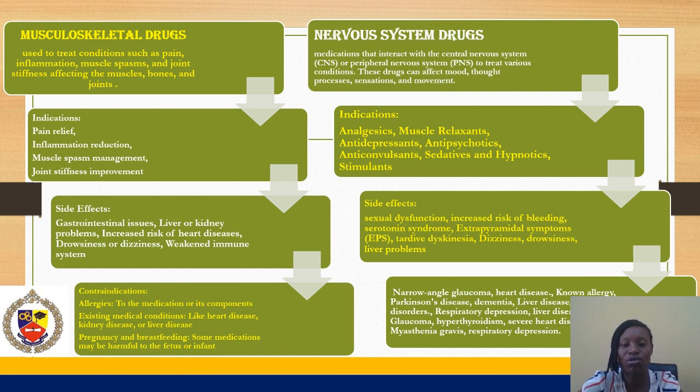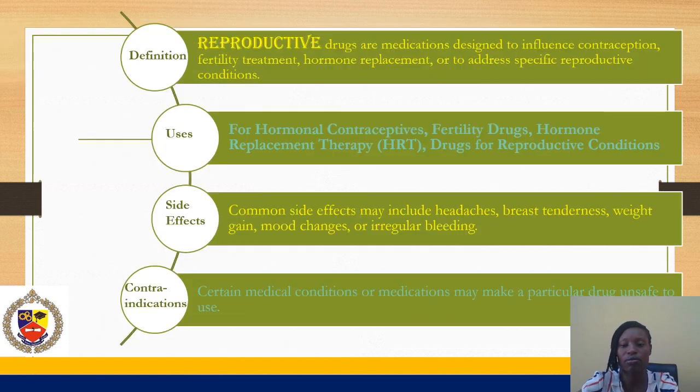You have the nervous system drugs that work with the central nervous system or the peripheral nervous system to treat various conditions. These conditions can be mood, thought processes, sensation, movement, and you can use them as antidepressants, antipsychotics, anticonvulsants, stimulants, and all of that. They also have some side effects such as sexual dysfunction, dizziness, drowsiness.